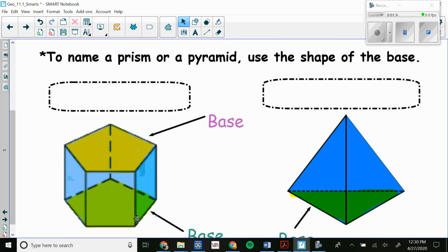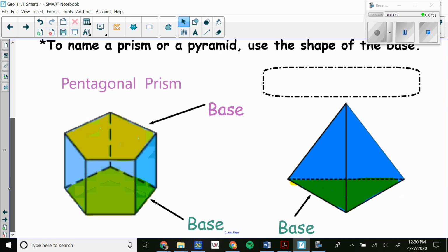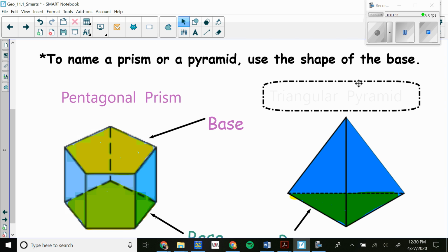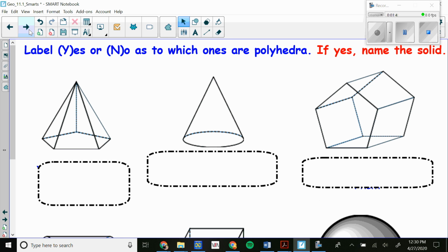So in this first example, the base has 5 sides, which is called a pentagon. So this is a pentagonal prism because both of the bases are pentagons. In this next one, the base is a triangle, so this is going to be a triangular pyramid. Again, only one base, so it's a pyramid.